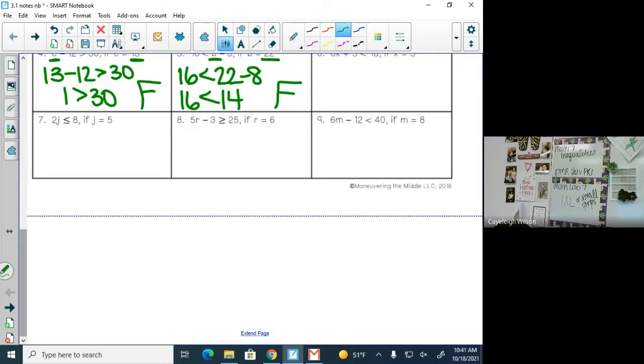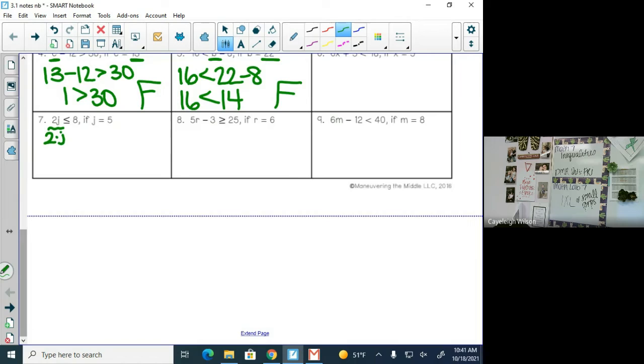All right, on number 7, 2J is less than or equal to 8 if J equals 5. Now, wait a quick second here. There is no operation. Yes, because look, this is 2J. There's no operation between there. So that means 2 times J. Remember, with our equations, if there was no operation between the number and the variable, we assumed it was multiplication.